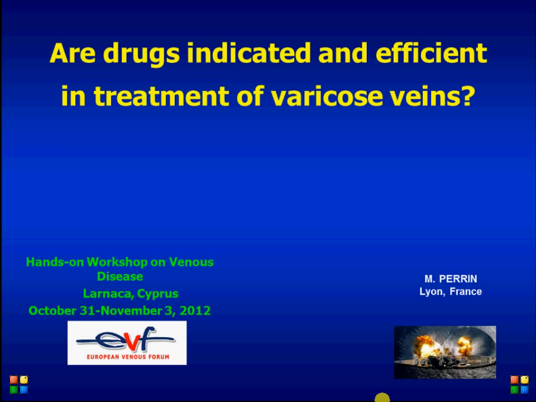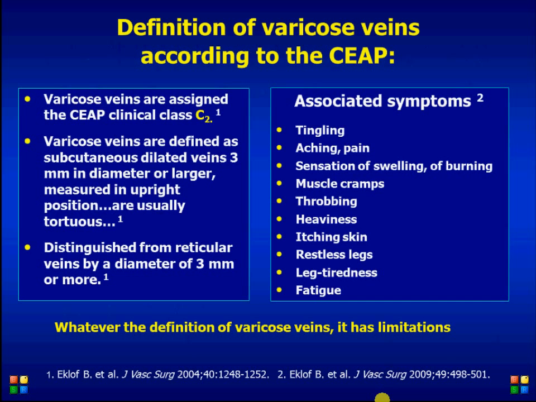Good morning, everybody. It's not an easy task to deal with the drugs. Are they efficient in treatment of varicose vein? That is a question. As I am the first speaker, I want to remind you of the definition of varicose vein. They are defined by subcutaneous dilated veins, 3 millimeters in diameter or larger, measured in upright position and usually tortuous. They must be distinguished from reticular veins by a diameter of 3 millimeters or more.